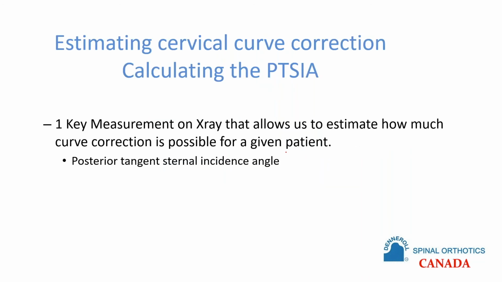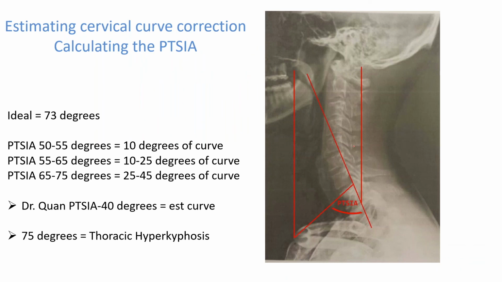So let's just go back last time through the pizza angle calculation, because I know it's complicated, but it is very valuable to use in practice. So if you guys remember this slide, this is how you calculate or estimate how much curve is appropriate for a patient. So it's called the posterior tangent sternal incidence angle.